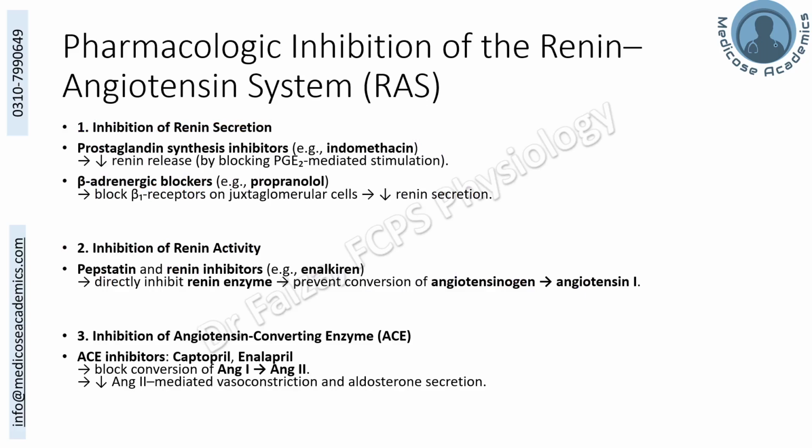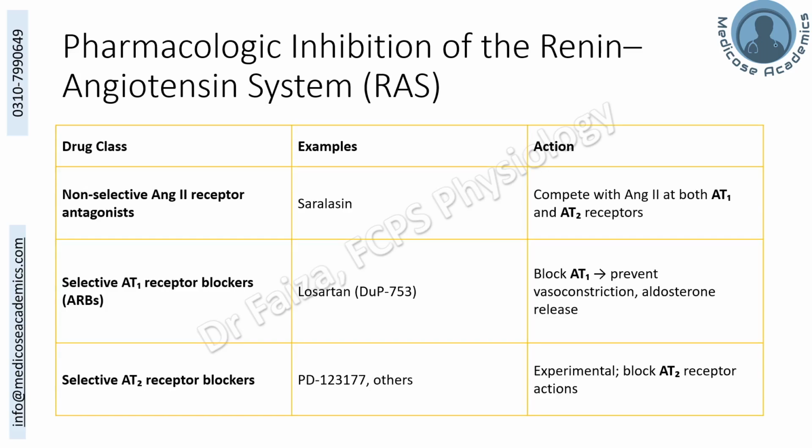Pharmacological inhibition of the renin-angiotensin 2 system, as I showed you in the previous diagram or flowchart, inhibition of renin secretion can be done, for example, by inhibiting the sympathetic receptors at the juxtaglomerular cells, by blocking the beta receptors, or by giving prostaglandin synthesis inhibitors, indomethacin. Renin activity can be inhibited by giving renin inhibitors, or angiotensin converting enzyme can be inhibited. Angiotensin 2 receptors can be blocked. All these can be used as therapeutic targets for the regulation of renal blood flow, GFR, as well as the blood pressure.